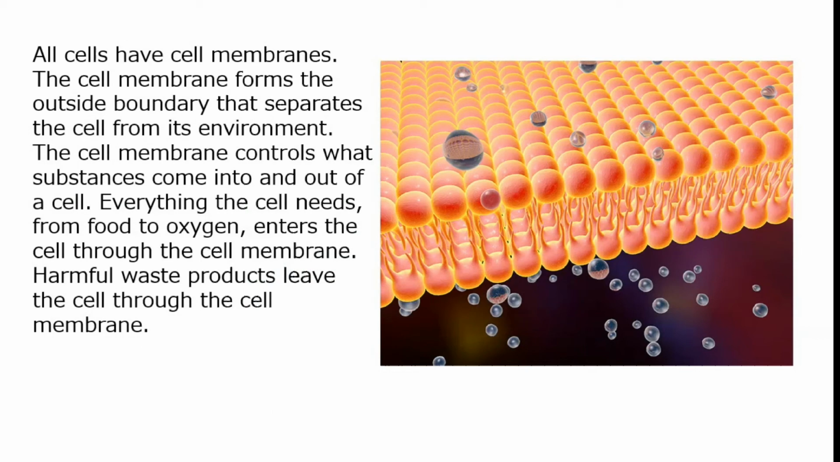The cell membrane controls what substances come into and out of a cell. Everything the cell needs, from food to oxygen, enters the cell through the cell membrane. Harmful waste products leave the cell through the cell membrane. So, the cell membrane also prevents harmful materials from entering the cell.